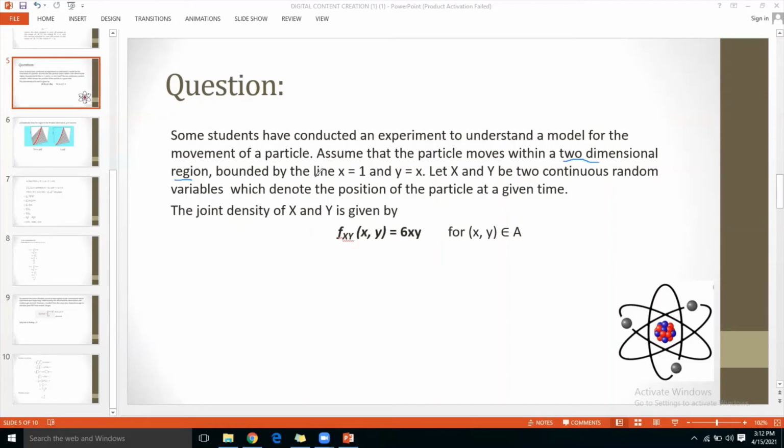So the question basically describes a region A जिसकी PDF हमें given है 6xy, and we have also been told that this region A is bounded by the line x equals 1 and y equals x.